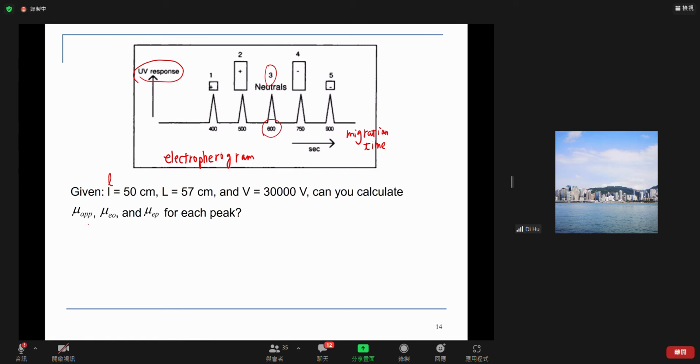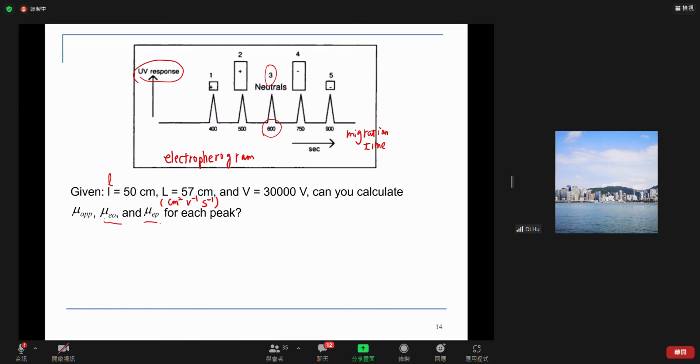I want the unit of mu to be centimeter square per volt per second. Okay, can you guys try that by yourself? Try it by yourself first. I just give you small L, larger L, velocity. And I want to calculate mu AP, the apparent one. Also, I want to calculate EOF and EP.